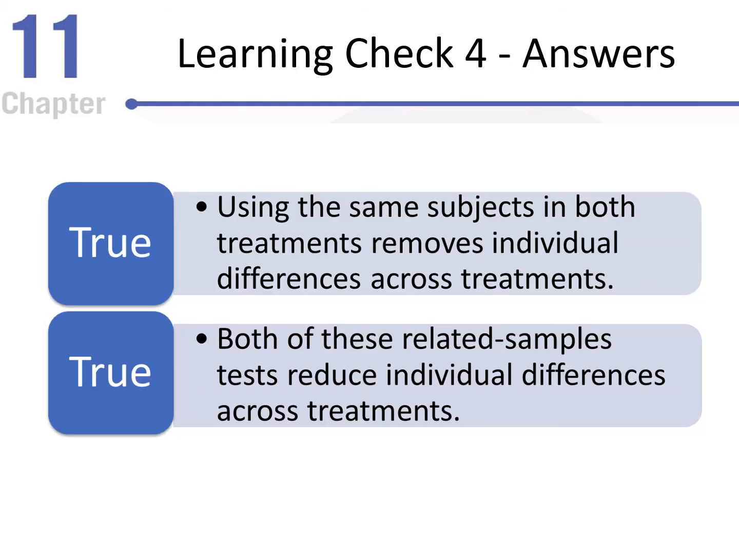Using the same subjects in both treatments removes individual differences. That's the advantage of using repeated measures t. And if I use related samples, that also reduces individual differences, but not the same as using the same people in both samples. So I'll say that again: try not to use match groups design, or match samples design. It's not ideal, and I really never use that.